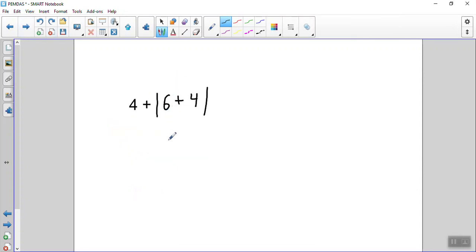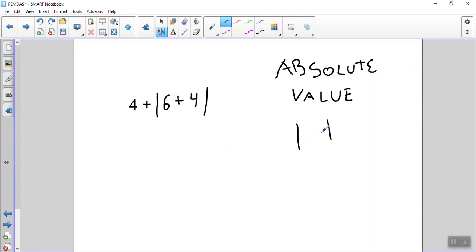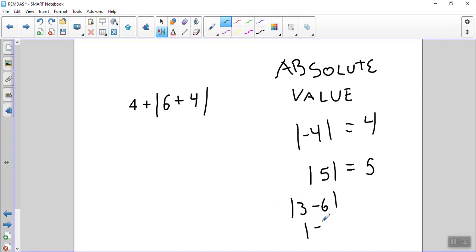Another way to get a group is with the absolute value. Let me write that here. Absolute value. And if you remember, the absolute value of a number, like negative 4, absolute value of negative 4 equals 4. It's always a positive number. The absolute value of 5 is 5. If you have the absolute value of 3 minus 6, you would do inside here, 3 minus 6 is negative 3, and then the absolute value of negative 3 would be 3. So you treat absolute value as a group.